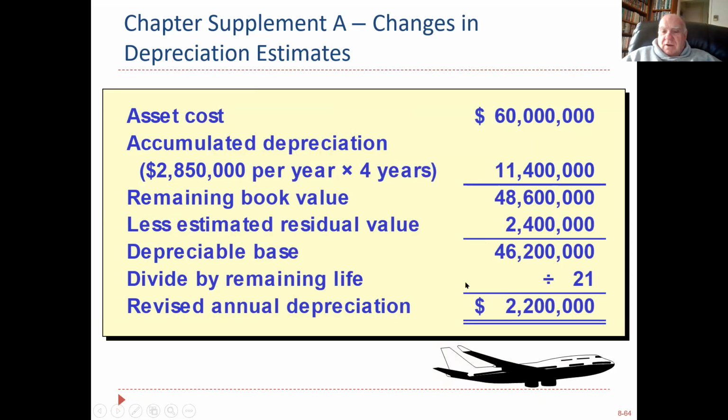We had this machine for 4 years and we were depreciating it for 20 years, but that has changed. We changed it to a 25-year machine. We have to take 25 life minus the 4, meaning we're going to take this new depreciable balance, divide it by 21 to get the annual depreciation expense.